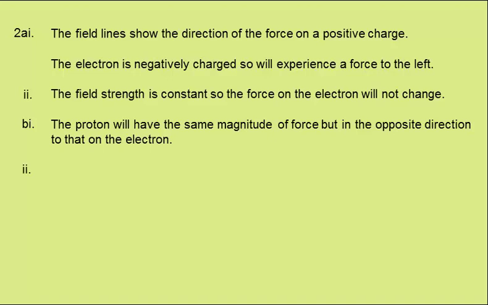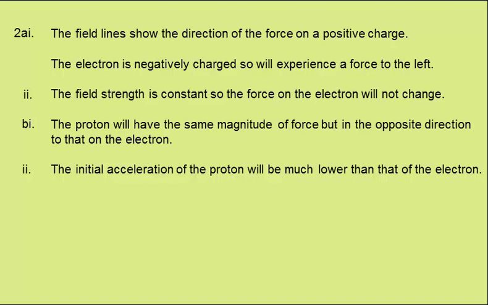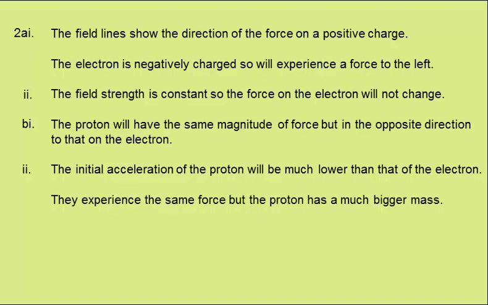In part 2, we're told each of the particles starts to move from the position shown. We need to state and explain how the magnitude of the initial acceleration of the proton will compare with that of the electron. Well, the initial acceleration of the proton will be much lower than that of the electron. They experience the same force, but the proton has a much bigger mass.